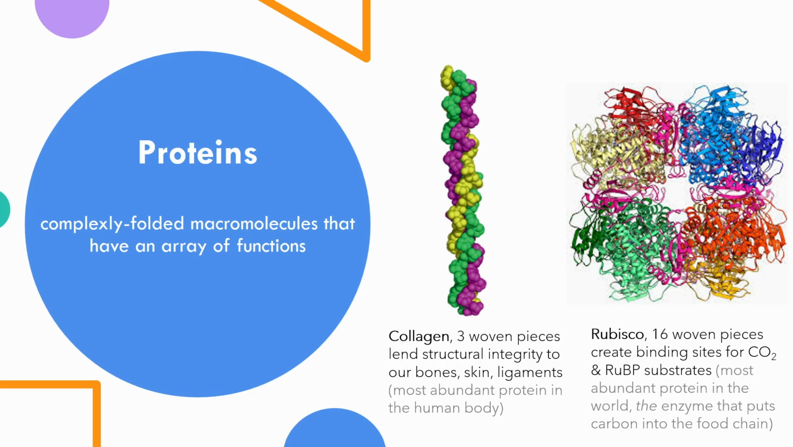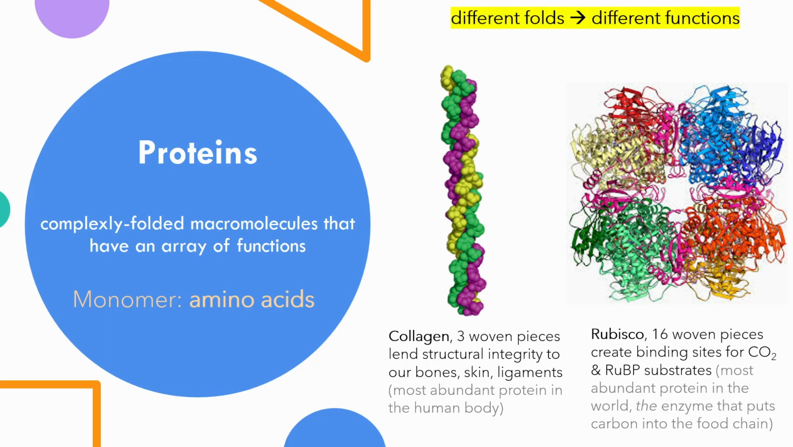Here is a definition of proteins. Recall that each macromolecule is composed of its own type of monomer, and the monomer building blocks of proteins are called amino acids. These computerized images on the right demonstrate how proteins fold like complex origami. Notice that in both examples, collagen and Rubisco, the protein is composed of multiple polypeptide parts. Each polypeptide is encoded by a gene in the cell's DNA.